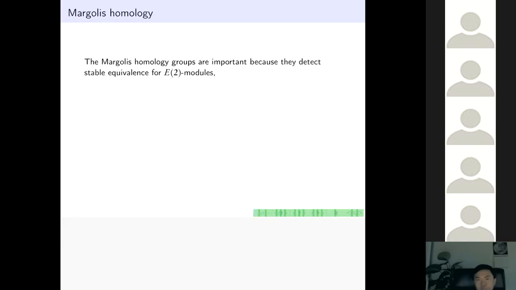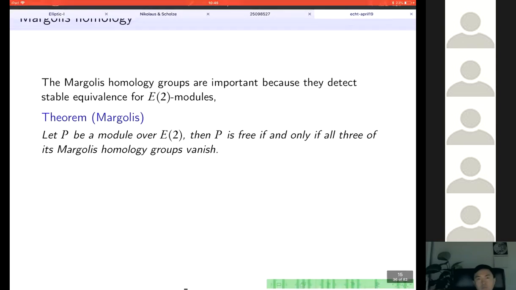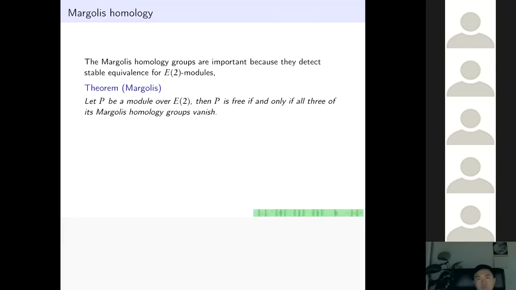So two modules over E2 are said to be stably equivalent if they're isomorphic to each other after summing with free E2 modules. Okay, so in particular, because the Ext groups of free E2 modules are only in Ext to 0, if two modules are stably equivalent, that means their Ext groups are going to be the same above the 0 line. All right, and so that's one of the reasons why we want to consider Margolis homology in the first place.